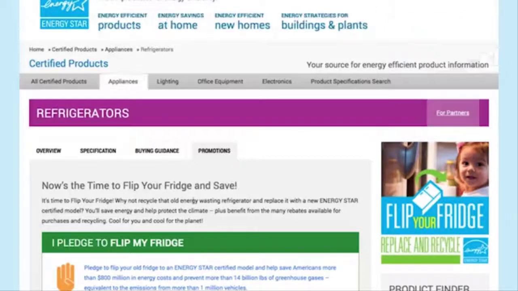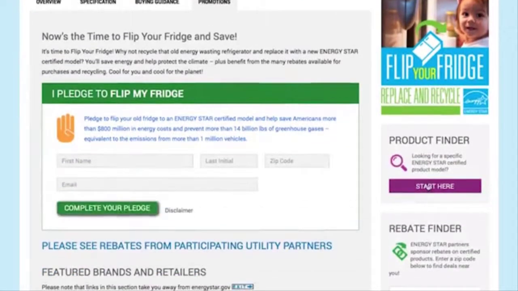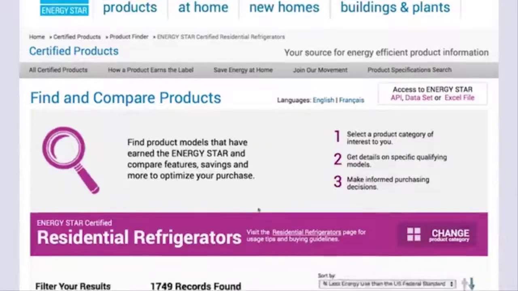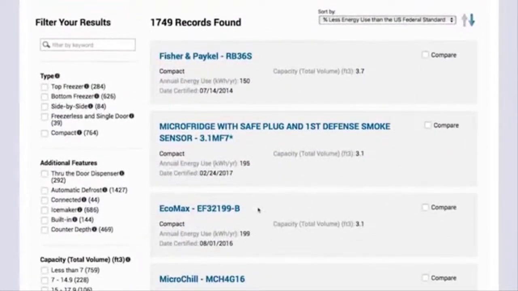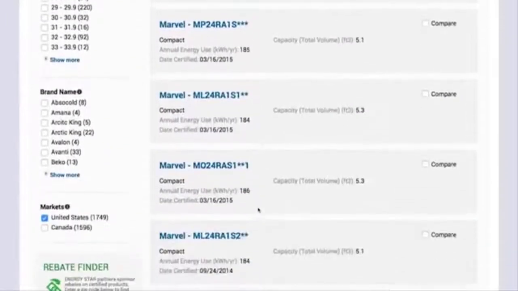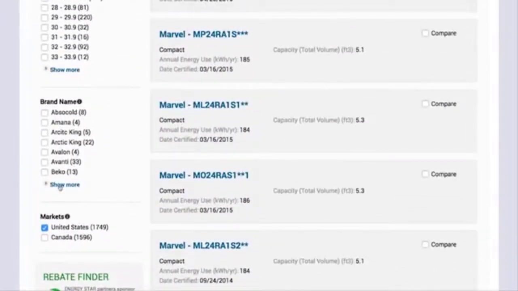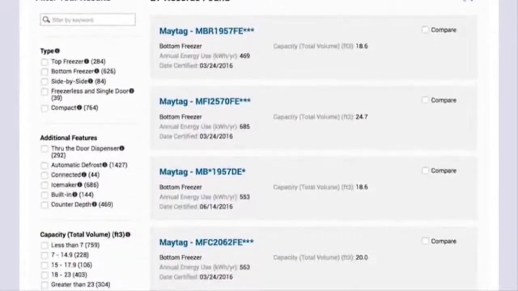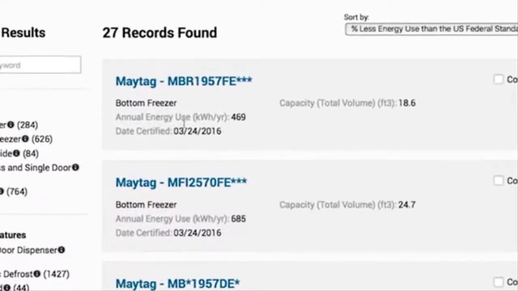So if I click on refrigerator and go to the product finder, it will take me to a list of different manufacturers' devices and the energy consumption of those devices. So you can look at those devices and you can narrow them down by brand. And once you've narrowed them down by brand, you easily can see what the energy use is going to be.